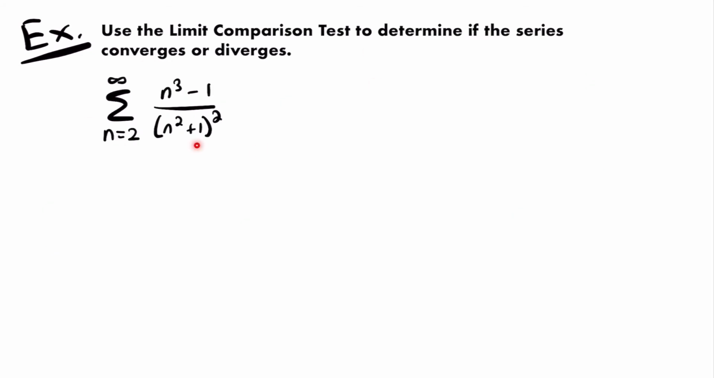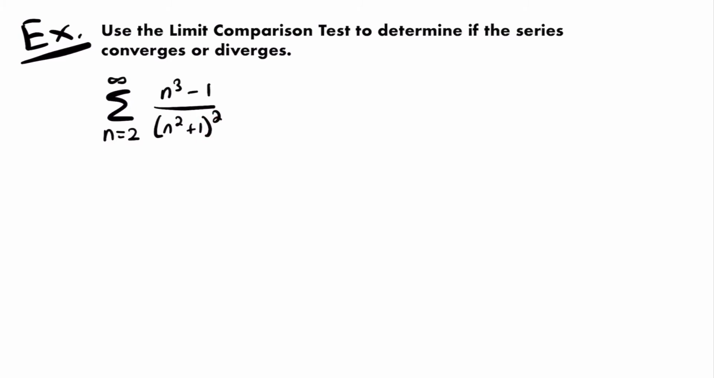All right, so here's our next example. Once again, we want to use the limit comparison test to determine if our series converges or diverges. And this time our series is the sum from n equals 2 to infinity of n cubed minus 1 divided by n squared plus 1 quantity squared.